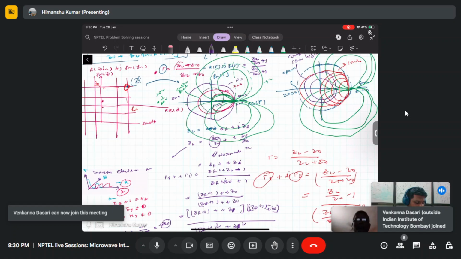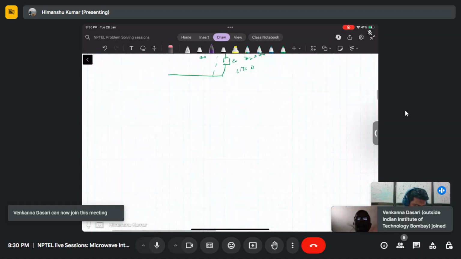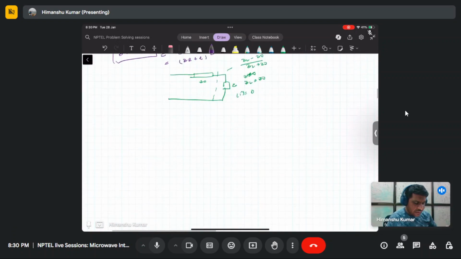Okay, let me just derive it actually. That will make it more clear. So let's say we have gamma, which is made of gamma real plus j times gamma imaginary, which is equal to, let's say, ZL equals Rx plus j times Ix. I am dividing this by Z naught to normalize with the characteristic impedance.